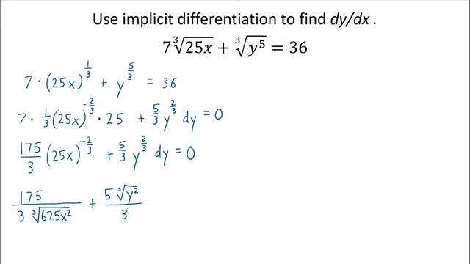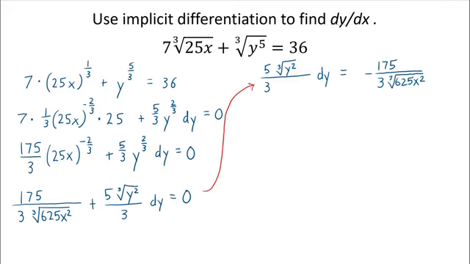Converting the second term back into radical form gives us 5 times the cube root of y squared over 3 dy. Now, you don't necessarily have to convert back from exponential form into radical form at this time, but for me, I think it's a little bit easier to work with things in radical form as opposed to exponential form while we work to solve this equation.